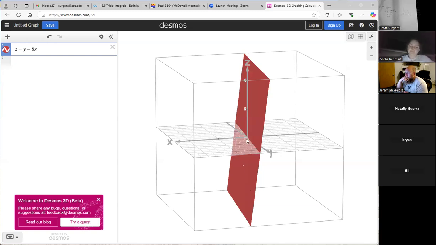Can you guys see my cursor when I move it? Yes, you can. Okay.